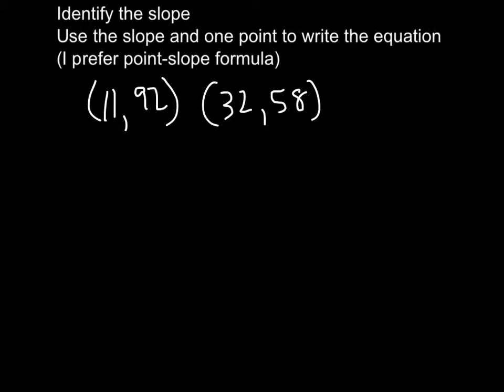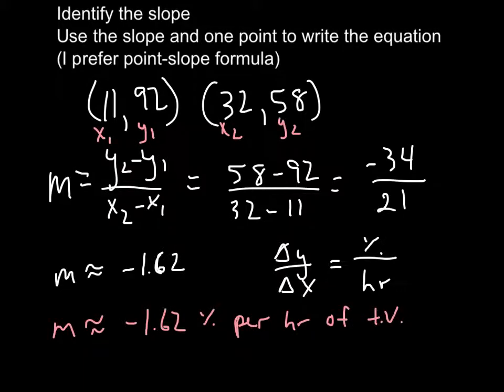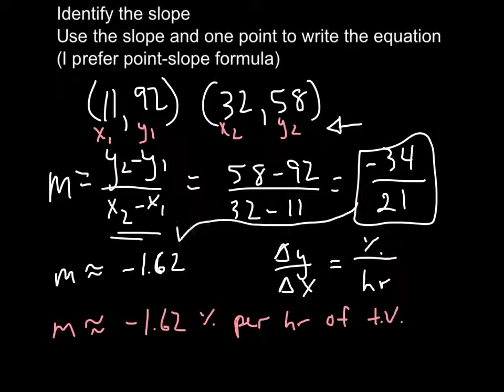Okay, so what I ended up with was a slope of negative 1.62. And how did I arrive at that answer? Well, first, like I always suggest, I labeled my points, wrote my formula, and got a final fractional answer. After I performed the division of negative 34 divided by 21, I arrived at negative 1.62. Keep in mind that the trend line was going down. That means that we're going to have a negative slope.